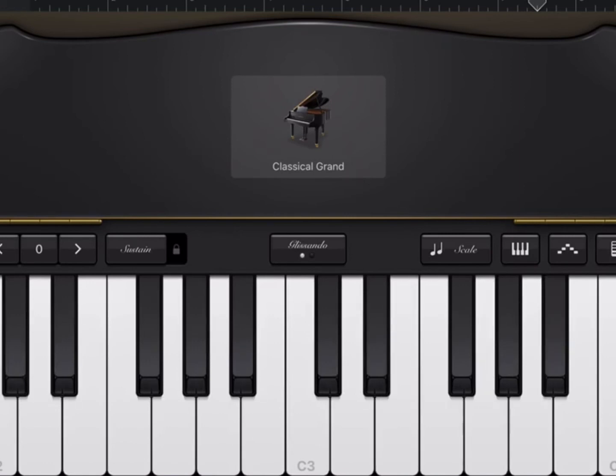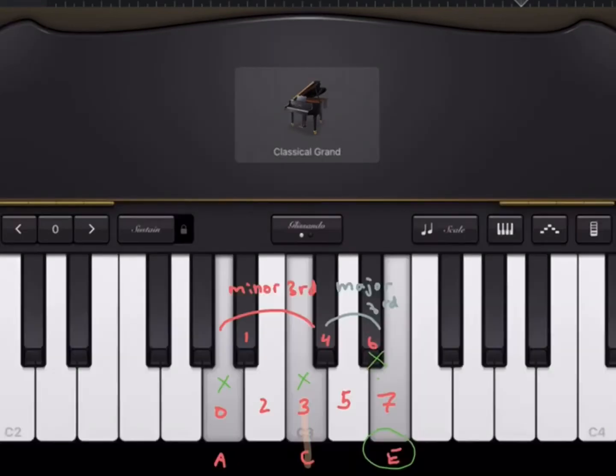And G diminished triad. So it's obvious that you can see from the example, these intervals are always a minor third, followed by another minor third. As a result, a sketchy diminished triad is produced. Then it comes to our last type of triad, which is the augmented triad.